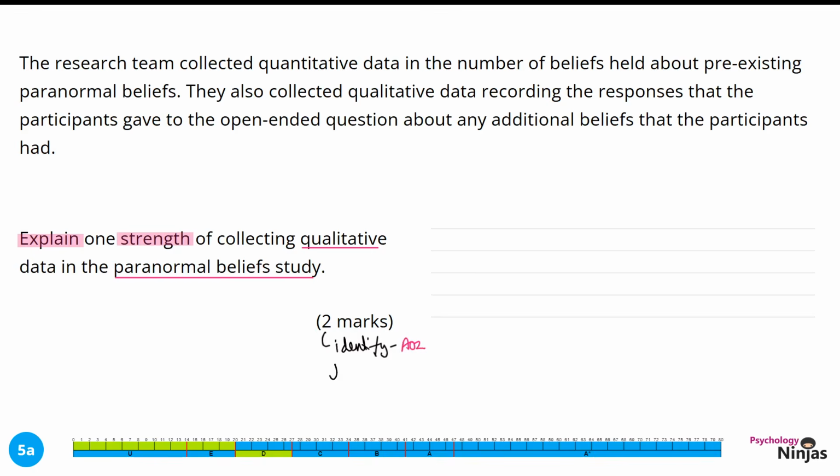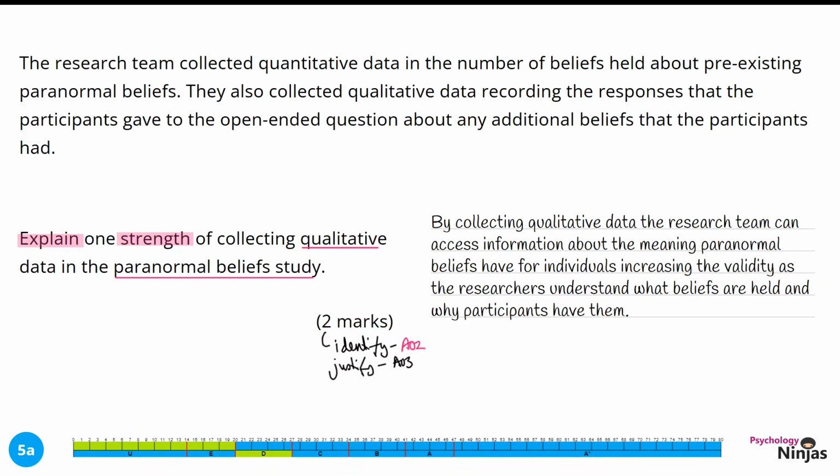Our second mark is then to justify that, to say why that is a strength for this particular piece of research. Time to have a look at a response. By collecting qualitative data, the research team can access information about the meaning paranormal beliefs have for individuals, increasing the validity as the researchers understand what beliefs are held and why participants have them.